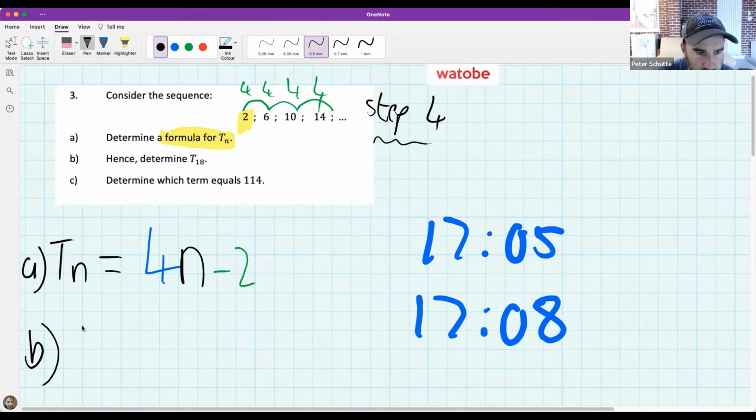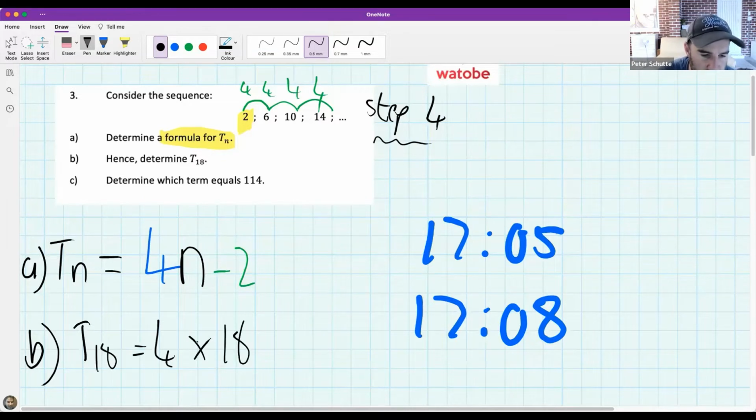So how I did to get T18 was that I multiplied 4 by 18, then subtracted 2. So you used the formula that you have already. Yes. You just basically subbed in the 18. Fantastic. And what did you get in the end?